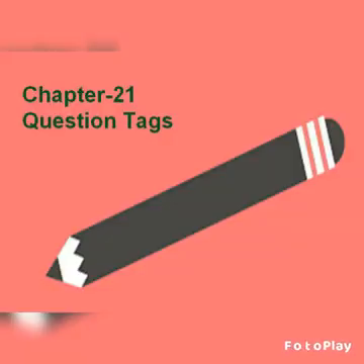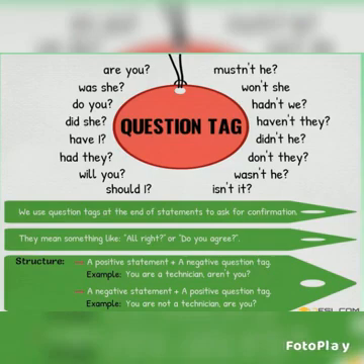Now let's start with our next topic, that is chapter 21, question tags. Now, question tags. What is that? A question tag is a group of words which is added to a statement to turn it into a question. When we want to turn a statement into a question, we use question tag. For example, are you, was she, do you, did she, have I, had they, will you, should I, must not he, won't she, etc.